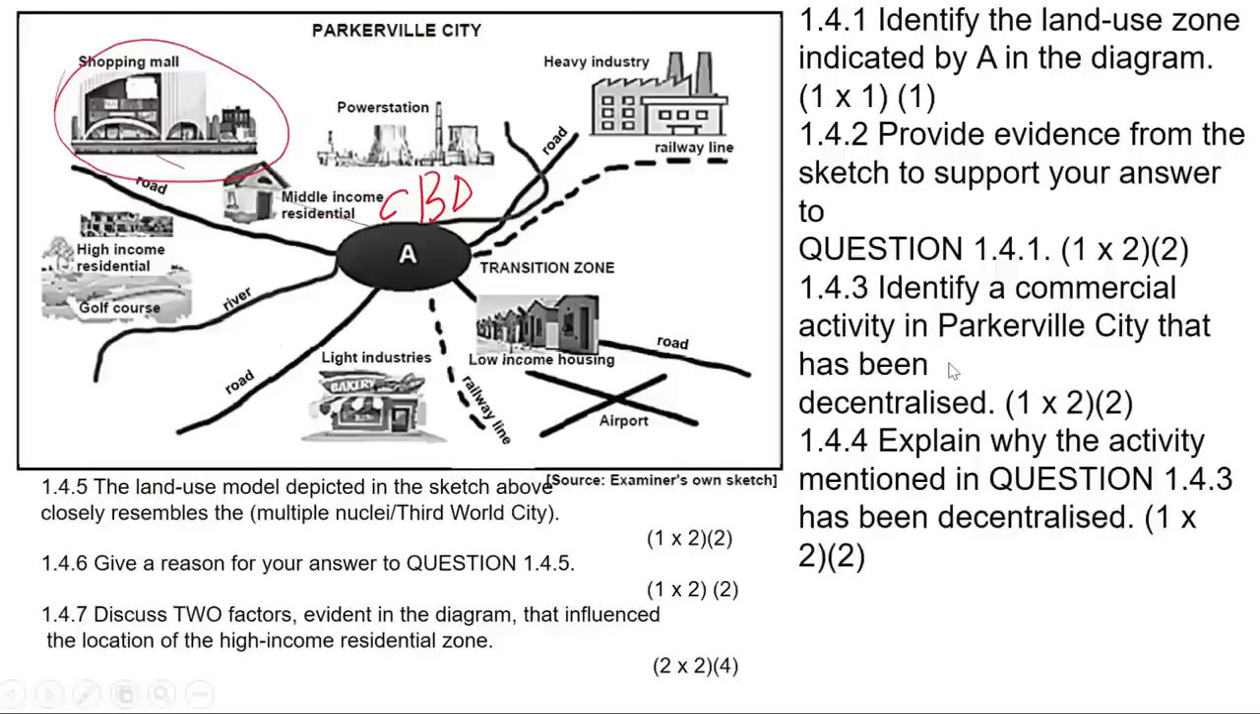Explain why the activity mentioned in question 1.4.3 has been decentralized. Why are businesses taking their businesses away from the city center? Why are the shops moving away from the city center? Number one is because of the high pollution in the city center, because the city centers are not accessible because of traffic congestion, because of high crime, because of high rent. So number one, there is high crime.